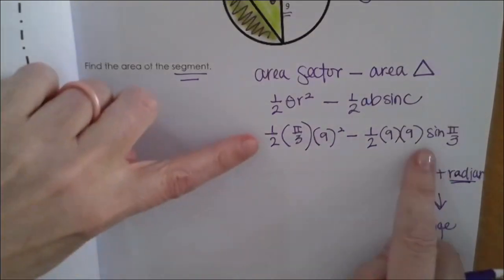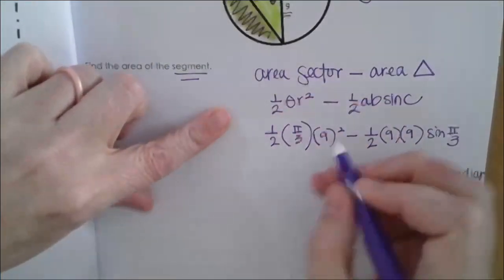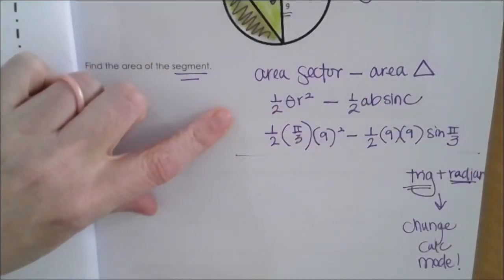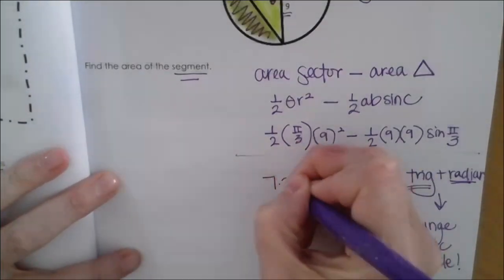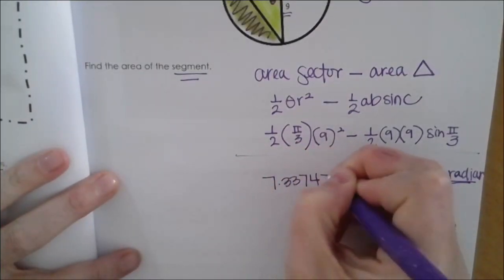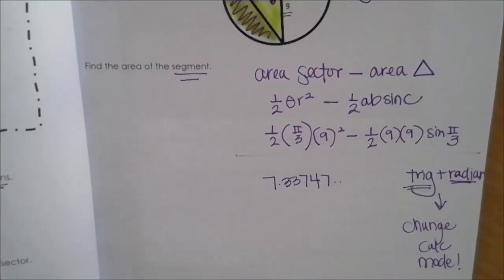Okay, so when I do that, I can go ahead and put every bit of this in the calculator all at once. So go ahead and do that. And when you do, you should get 7.33747, lots of decimals, and you could round to 3 significant figures.